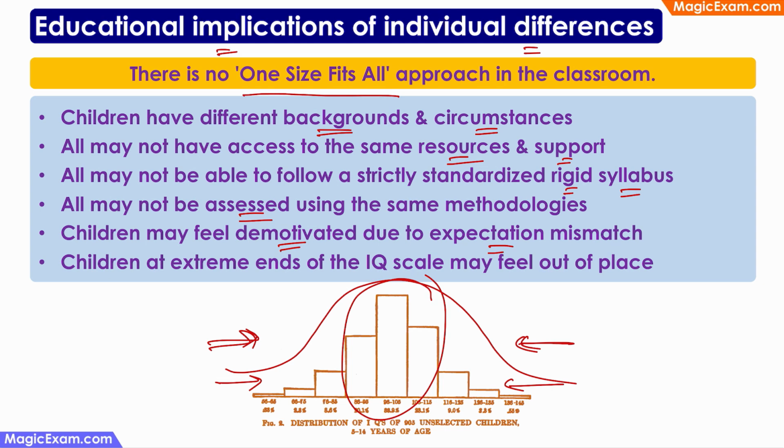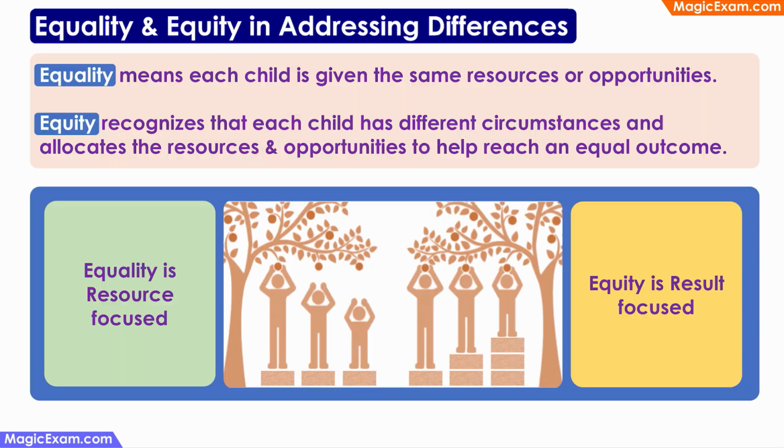Therefore, the teacher has to consider that individual differences exist in the classroom. There will be children with different IQ levels, different backgrounds, different circumstances. Therefore, the teacher has to account for all of this in the teaching and learning process. So now that we have confirmed that yes, there are individual differences between the children in a classroom, and these individual differences have to be accounted for in the teaching and learning process, then how can the teacher address these differences? Well, the teacher can either use equality or equity.